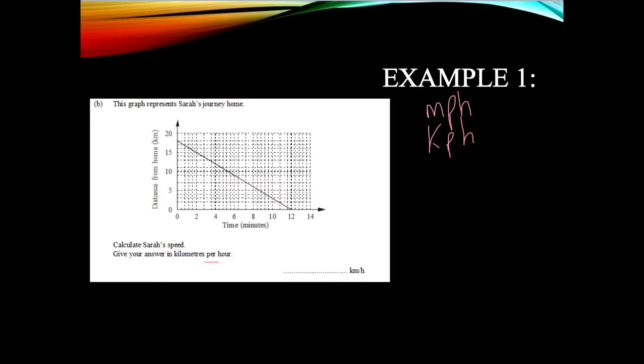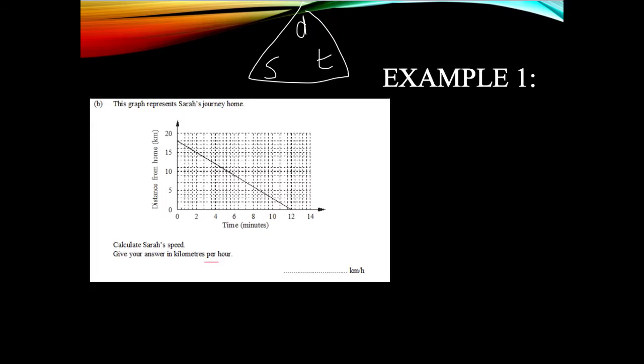Calculating Sarah's speed. To be able to do that, what we really need is to know our speed, distance, time formula. And you may have seen this already in science. You will see a triangle: speed, distance, time, and it's just a quick way of being able to remember how to calculate speed, distance and time. Actually what it means is that speed is distance divided by time. Time is distance divided by speed, and distance is speed multiplied by time.